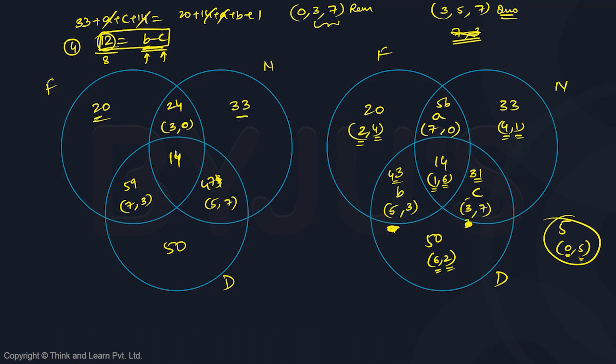Now 20, 33, 50 is common for both, and 14 is also common for both. So I will only have to check the total of 59, 24 and 47. So 59, 24 is 70, 79, 83. 83 plus 47 is 120, 130. Similarly, if I look at 56, 43 and 31, 50 plus 40 is 90, 99 plus 100 and 130. So you see that in both cases, the total number is exactly the same. Hence, both cases are valid.